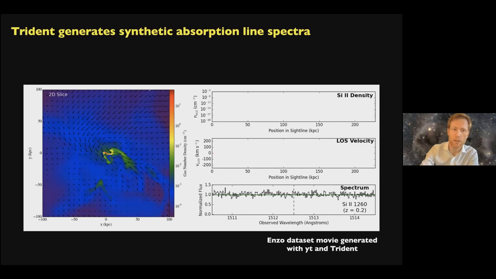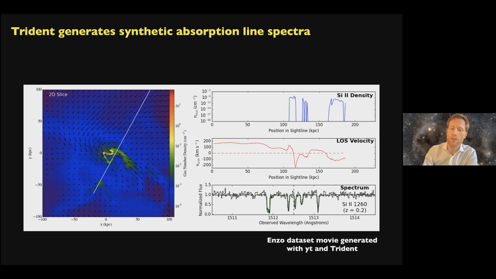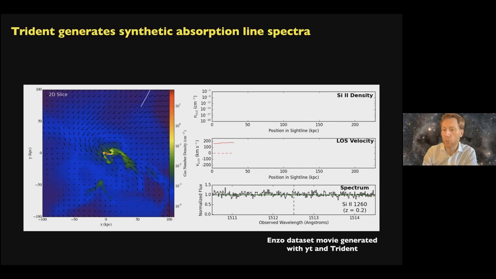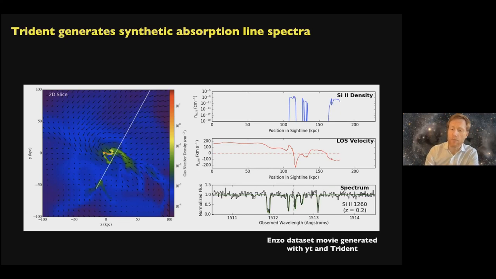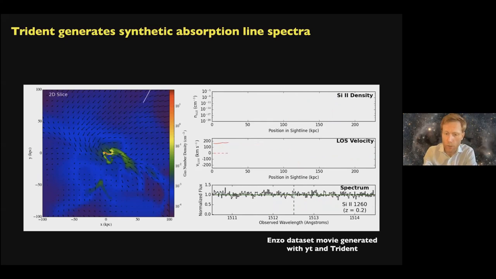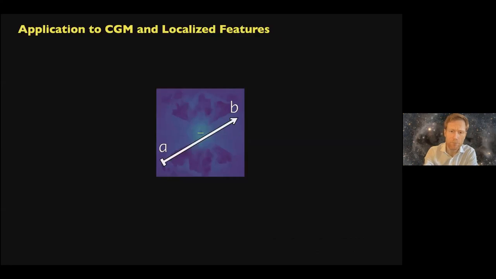And then finally, Trident can generate some synthetic absorption line spectra from that data, where it deposits a Voigt profile for every fluid element that it traverses that has whatever ion we care about, in this case silicon-2. It identifies if it's redshifted or blue shifted according to the line of sight velocity of the gas containing it with respect to the observer, and then deposits various different Voigt profiles in the final spectrum that we get out. So that's kind of the basics of how this is run.